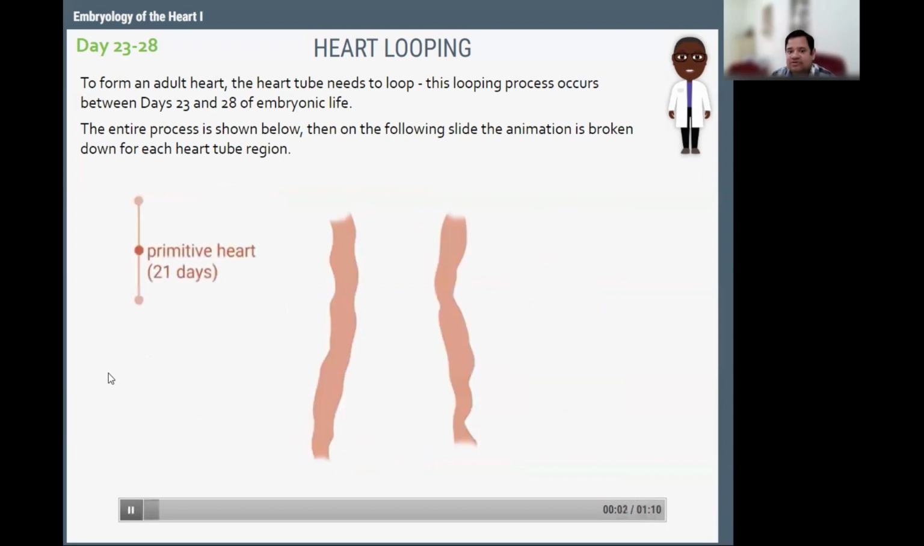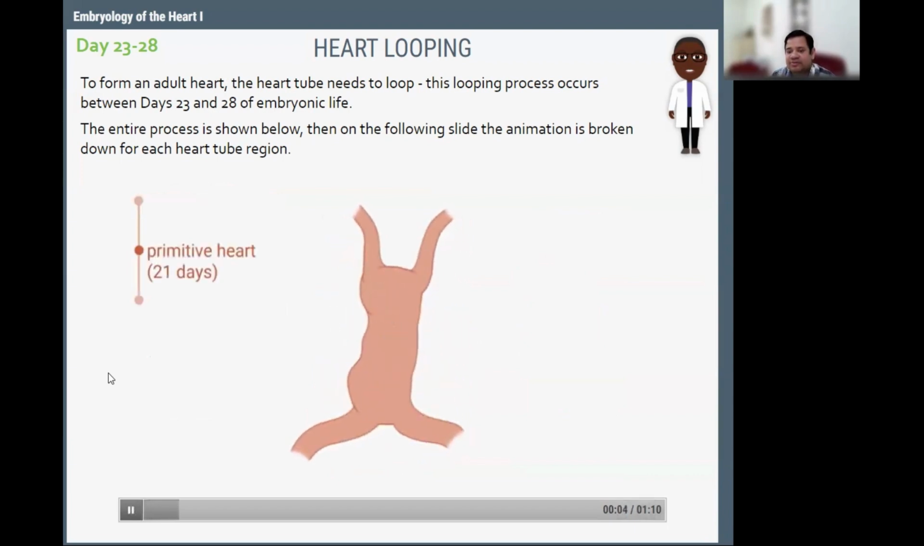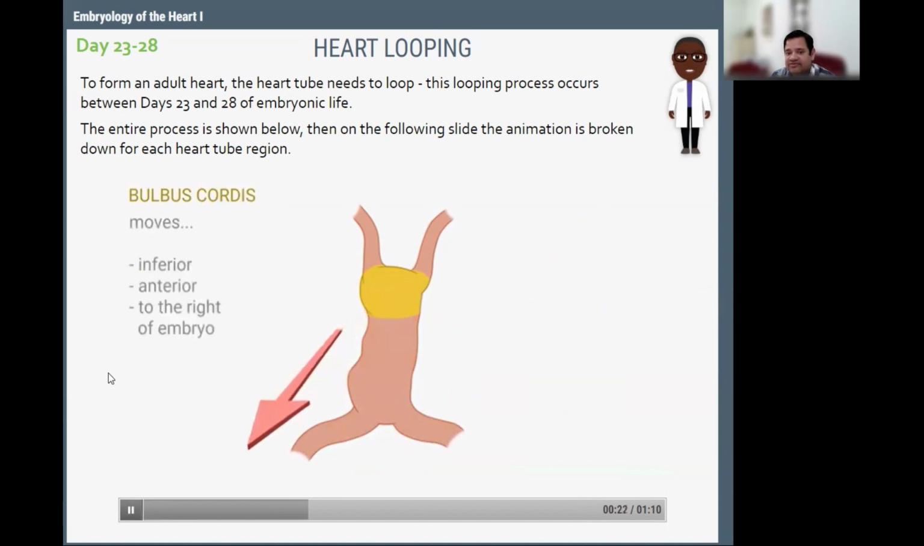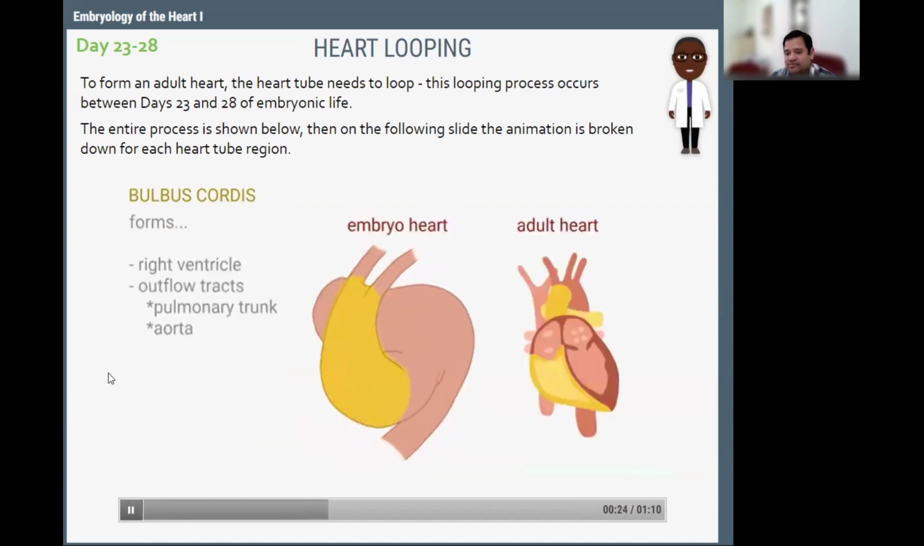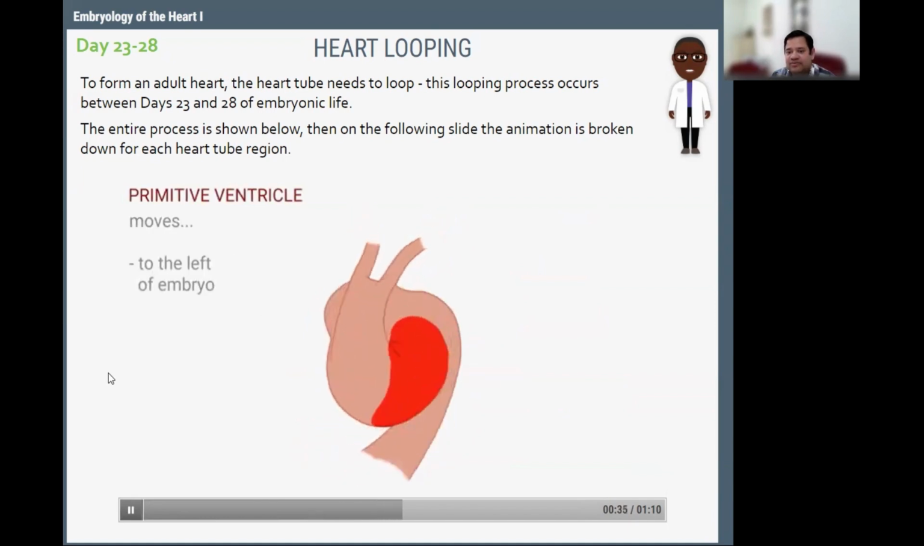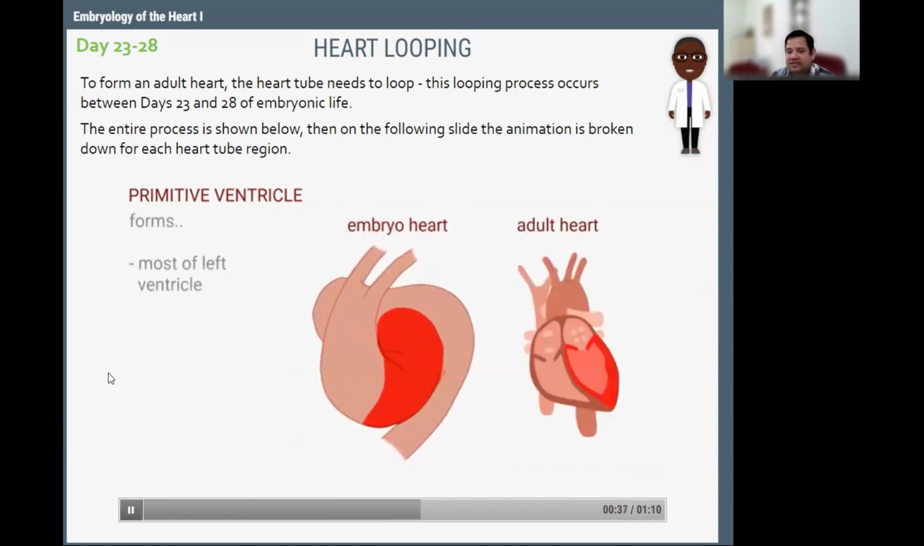It starts from the 23rd day when they are going to form the primitive heart. Then it starts beating. Then some movement is going to occur in each of the chambers of the primitive heart, like the bulbus cordis, primitive ventricle, primitive atrium, and sinus venosus. You just have to remember where each one is moving. The bulbus cordis moves inferior, anterior, and to the right. Three things: inferior, anterior, to the right, and it is going to form mostly the right ventricle and the outflow part. Then the primitive ventricle moves to the left, and it is going to form most of the left ventricle.